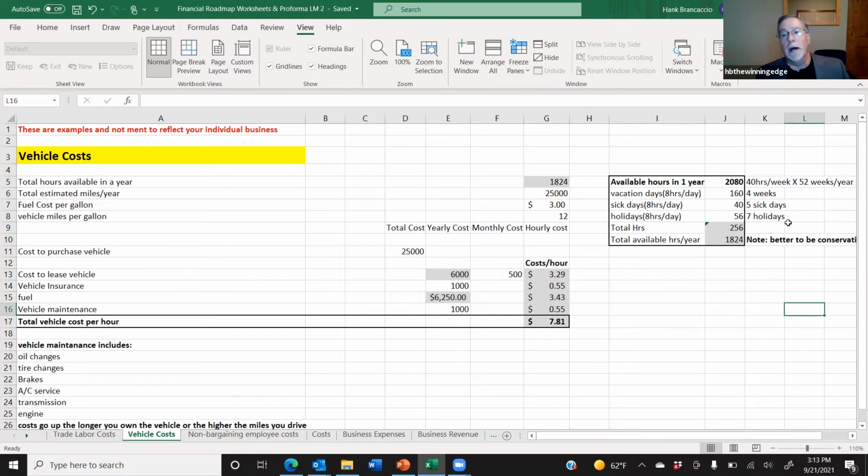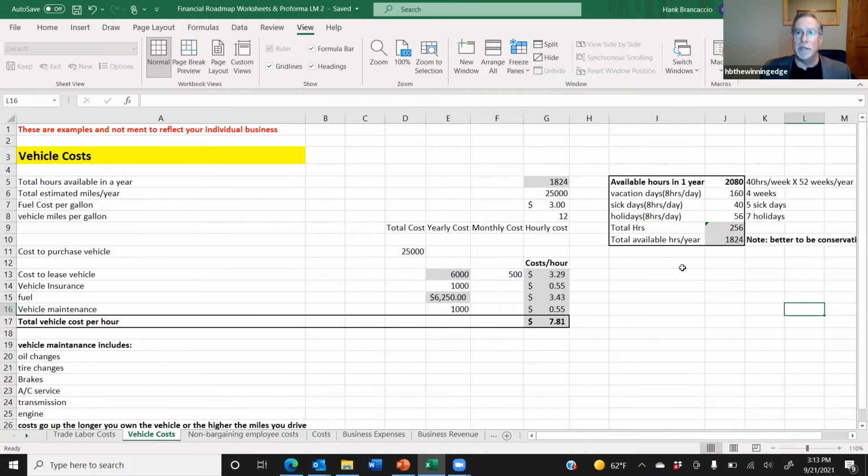Holidays. Again, it's different for everybody else. And keep this in mind: you might have a tradesperson working for you that you negotiated something above and beyond the CBA. Maybe you said, hey, I'll give you 4 weeks of paid vacation, or I'll give you an extra holiday, whatever the case might be. It doesn't matter. You've got to figure out vacations, sick days, holidays. What does that come out to? And come up with a number of, in this case, 1,824 productive hours they can actually be working.